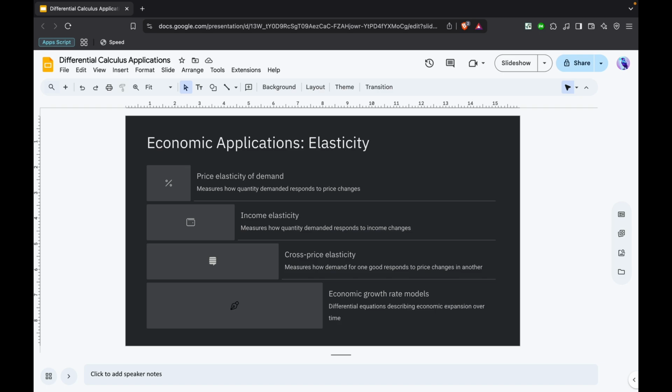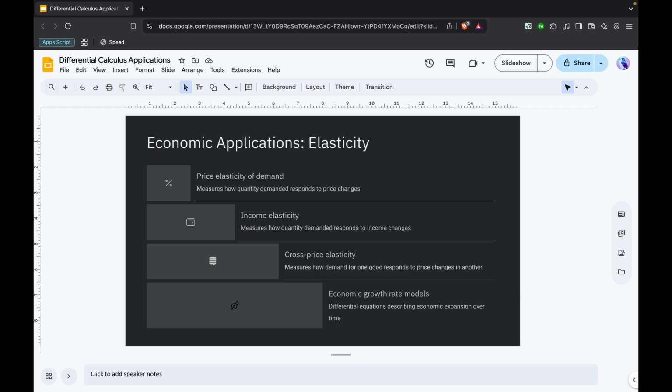Income elasticity is basically how much quantity responds to income changes in the general population or of the company. And the third one is cross-price elasticity, which basically means how much demand for one good responds to the price changes of another good. So these are the three most common things: price elasticity, income elasticity, and cross-price elasticity, and these are the three main for how much one thing responds to another.